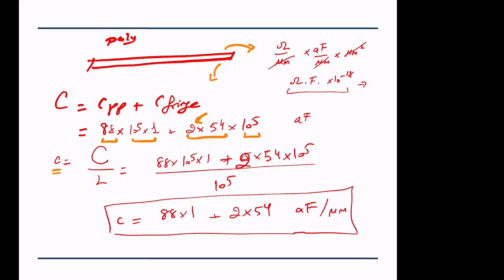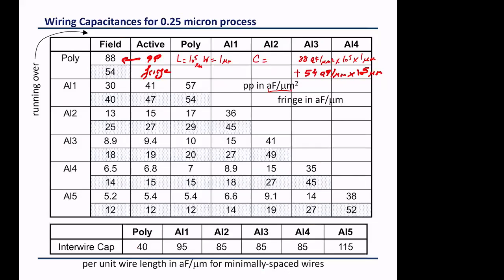So we ended up approximating little c as C_PP plus 2 C_F, in farads per micrometer. Of course, this C_PP gets multiplied by the width of the wire, but here W was equal to 1 in this example. And we said that C_PP I always obtain from the top line for poly, and then the second line is the fringing. For aluminum 1 it is the same, because we're always assuming over field, aluminum 2 the same, and so on and so forth.